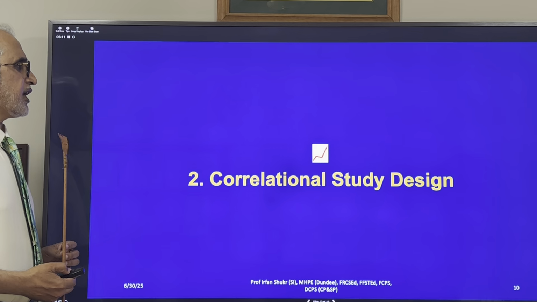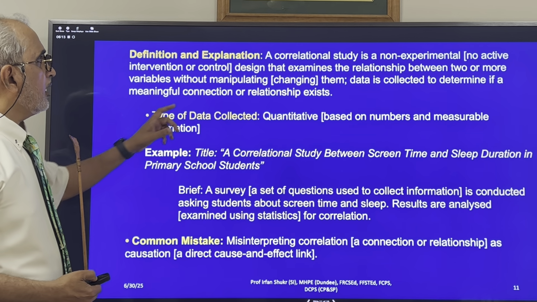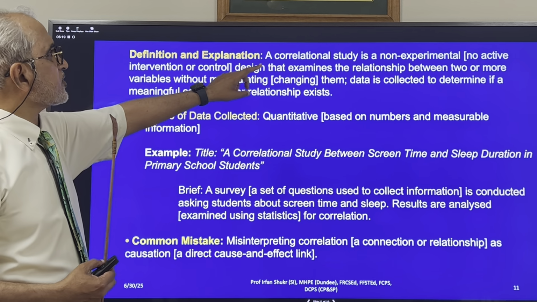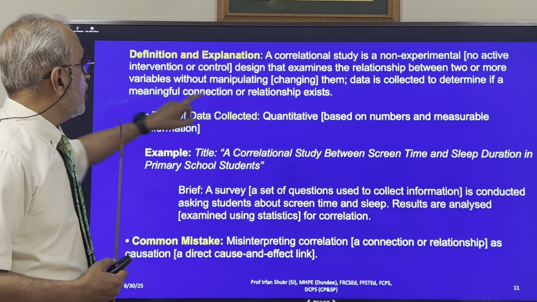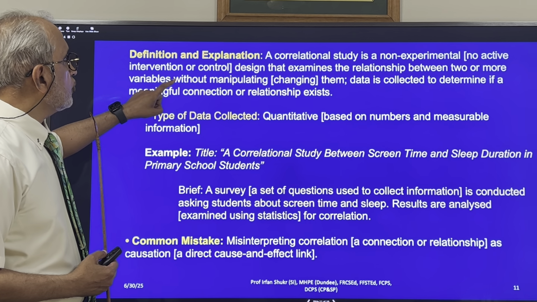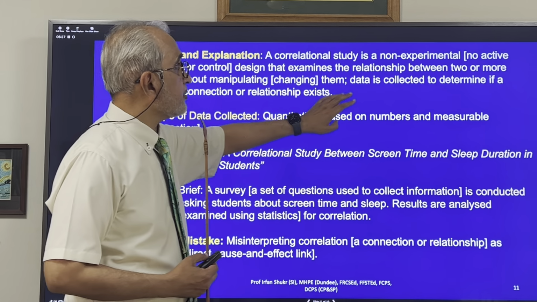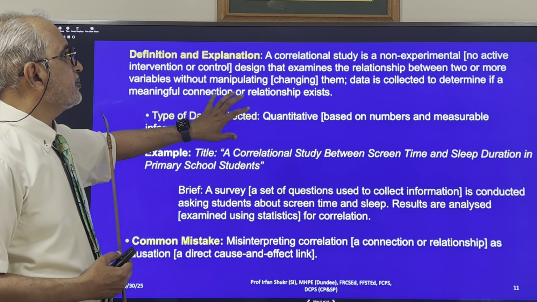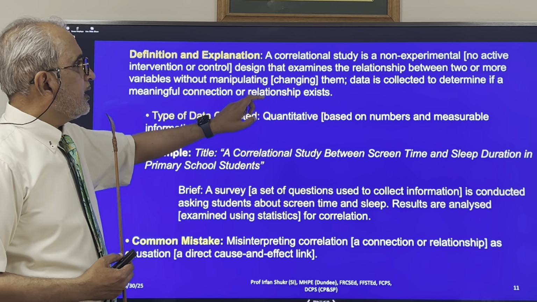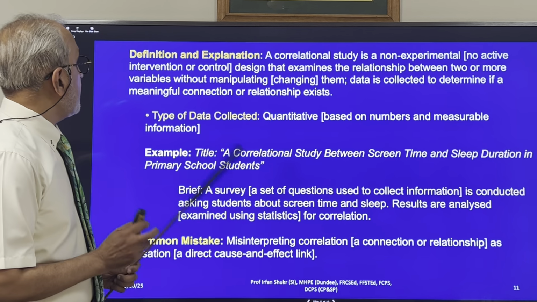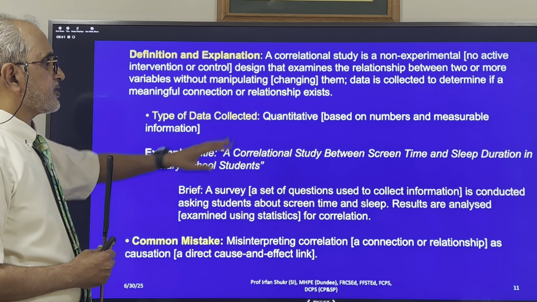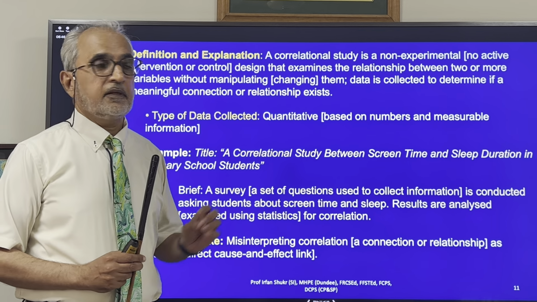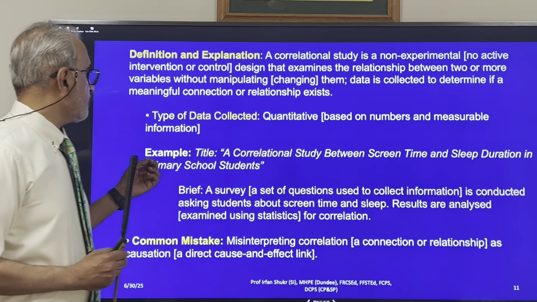Second is correlation study design. A correlation study, as the word is correlate, is a non-experimental design, meaning no active intervention or control, that examines the relationship between two or more variables without manipulating or changing them. Data is collected to determine if a meaningful connection or relationship exists. The type of data collected is quantitative because it is based on numbers and measurable information.